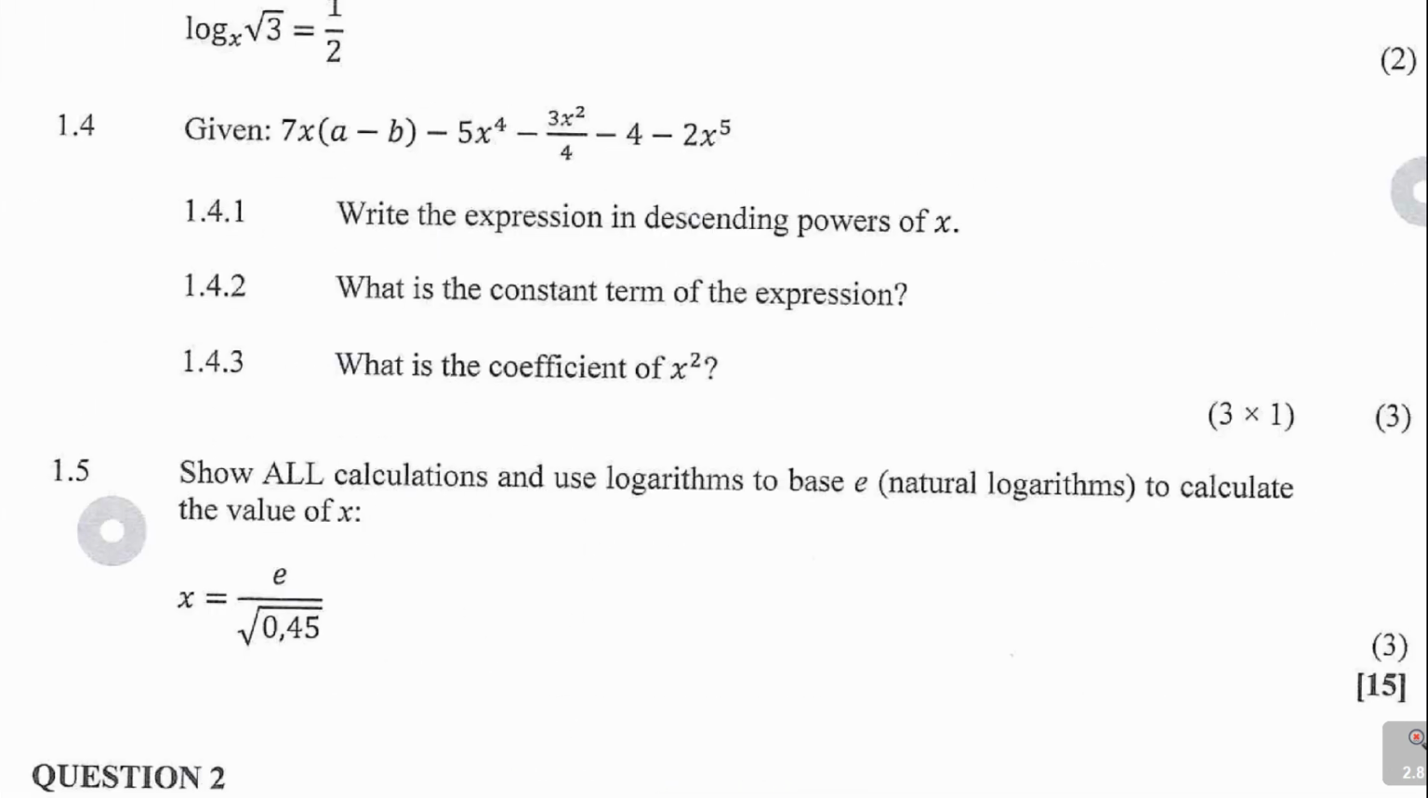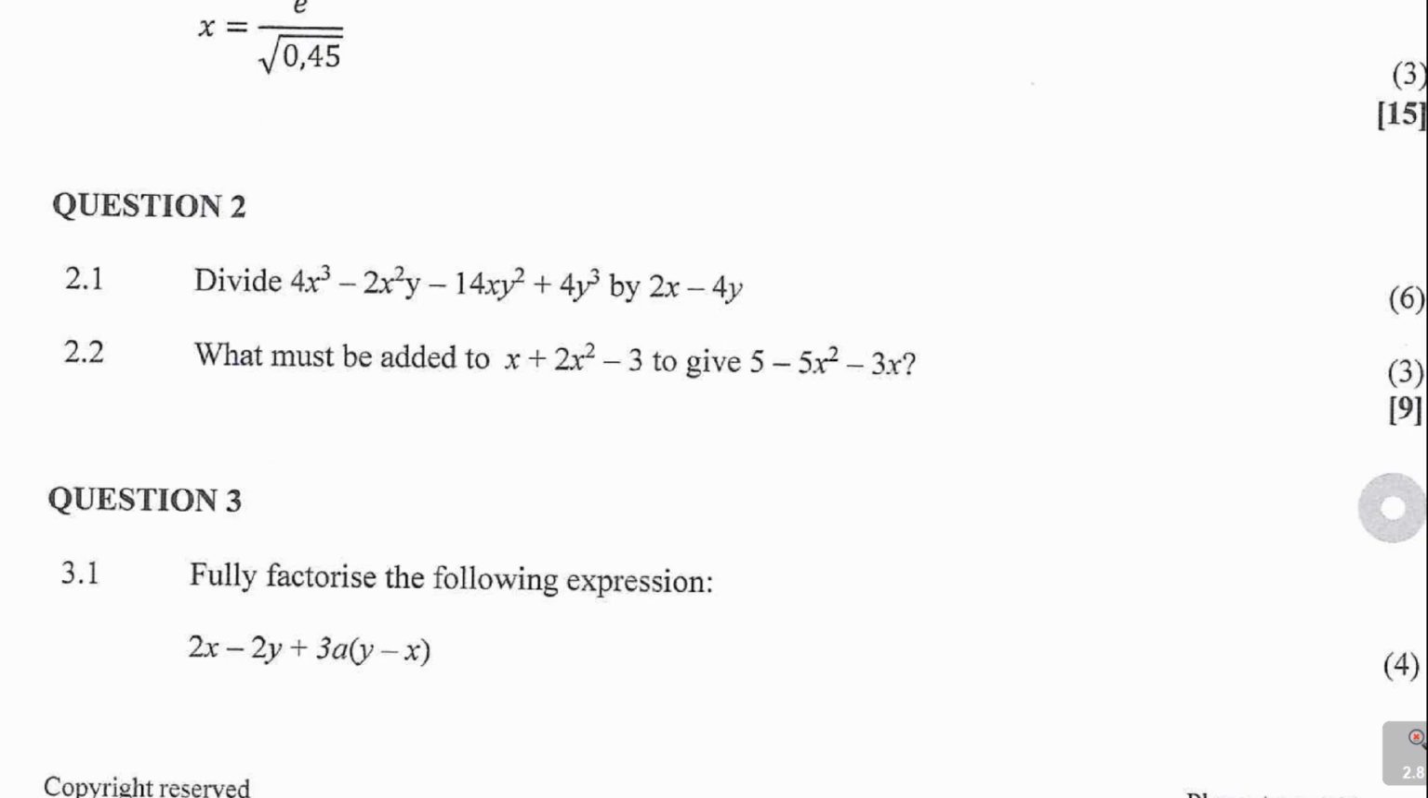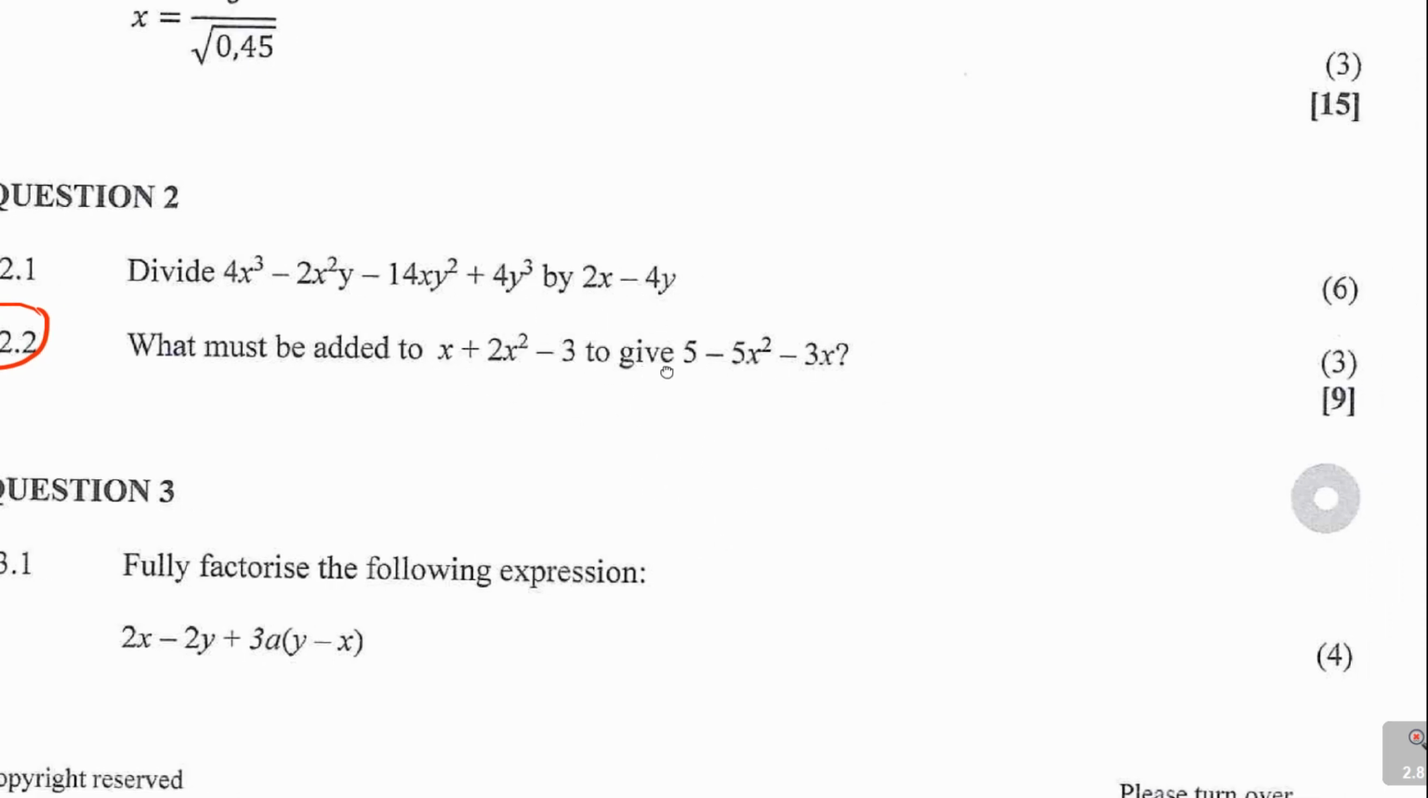Let's move on to the next one. This was 9 marks. I like number 2.2. I really enjoyed this 2.2. You know what? It actually kind of was twisting in my head. I was like, which one must I take from which one? It says what must be added, you see, to this to give that. What must be added? But it's like this.